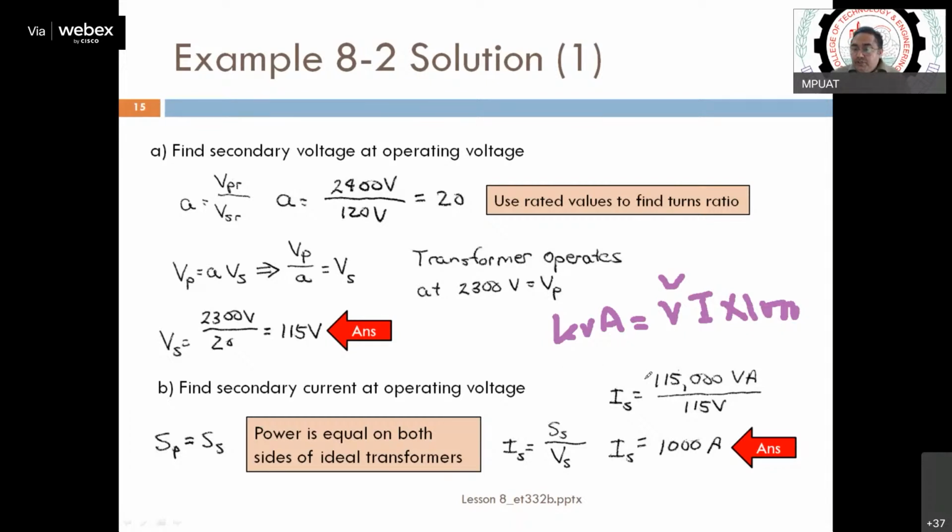Let us check how much it is. I think it is given, let us check how much is given.